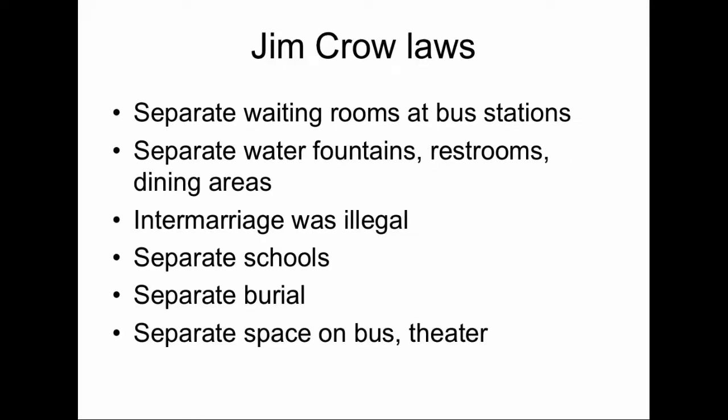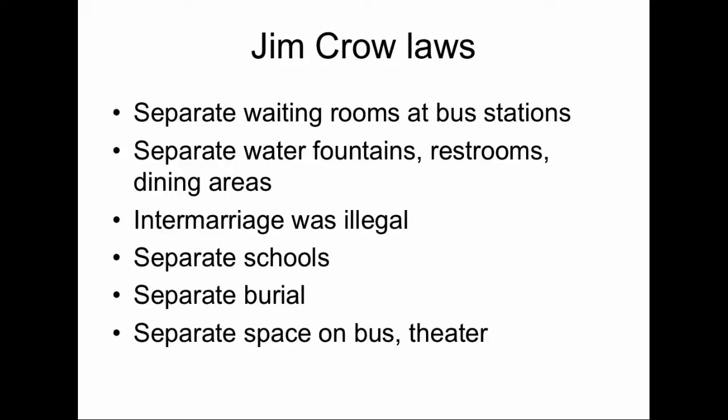And so southern states and northern states as well are going to begin passing laws that are specifically intended to separate white populations from black populations and to effectively discriminate against those populations. These are just some Jim Crow laws that we see over the course of time. Separate waiting rooms at bus stations. So when you went into a bus station, there was a place for whites to wait at the bus station. There was a separate room for black passengers to wait at the bus station. A separate water fountain, separate restrooms, separate dining areas.